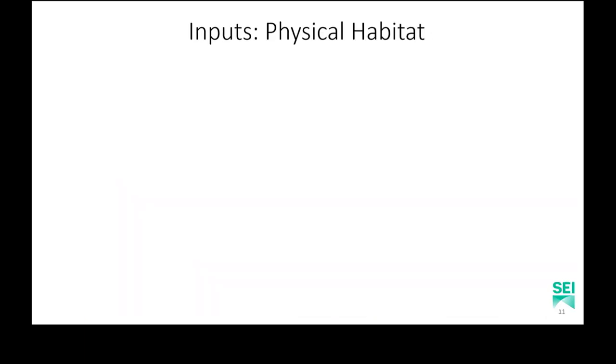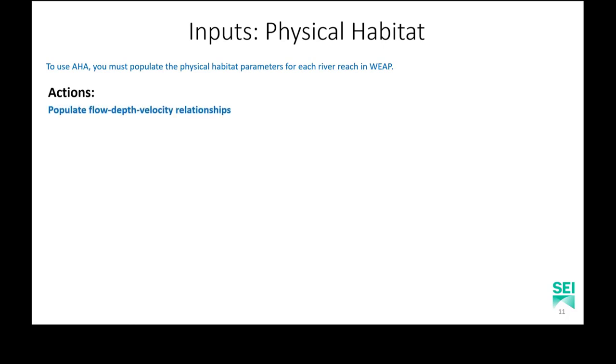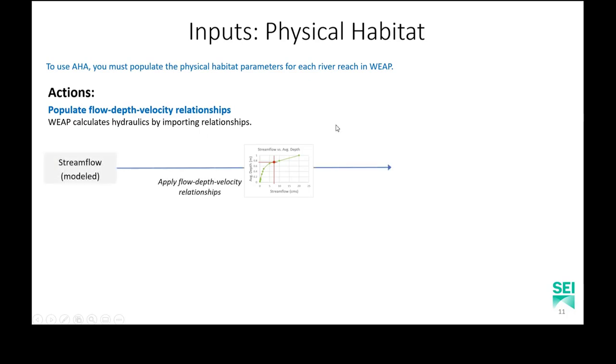And then you'll also need to input data related to the physical habitat. So this is data related to the river reaches. What you'll need to do is populate the flow depth velocity relationships. And these look something like this, where for any given stream flow, you have a corresponding depth in the channel. And WEAP uses these relationships to calculate the hydraulics. WEAP will model the stream flow, and then it applies the relationship to estimate the depth and velocity.